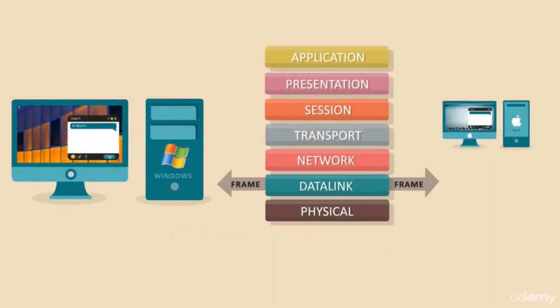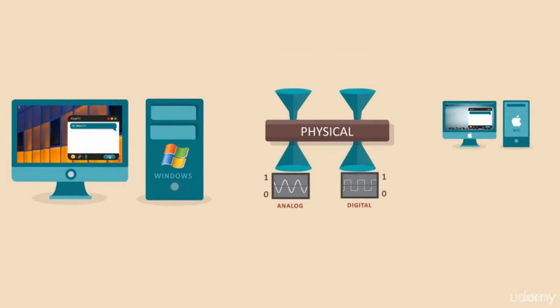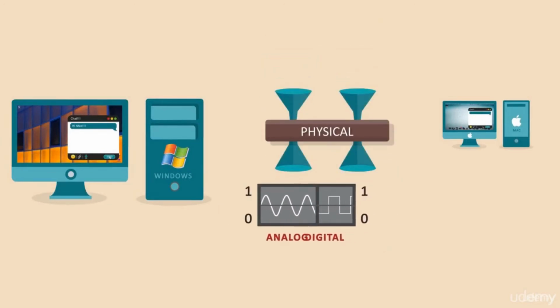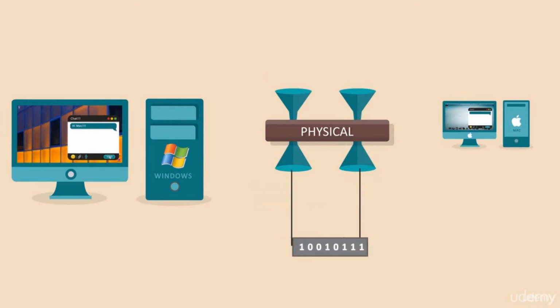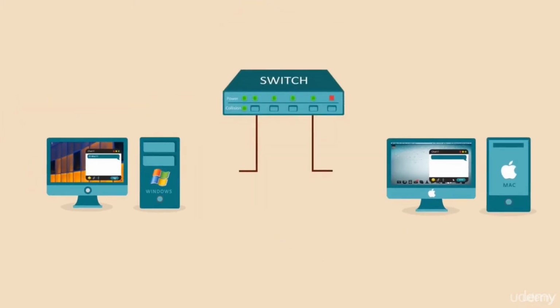Finally, the data reaches the physical layer, wherein the frame is converted either as a digital or analog signal, that is bitstream, and gets passed on via the wires, if the network is a wired network, or via air, if the network is a wireless one. Basically, this is where the network hardware is seen facilitating the functions of the data link layer and the network layer.